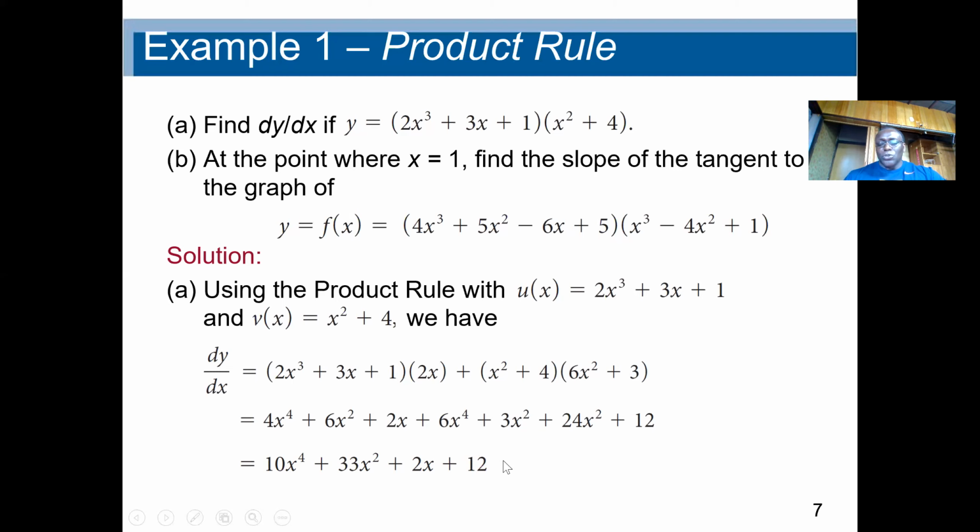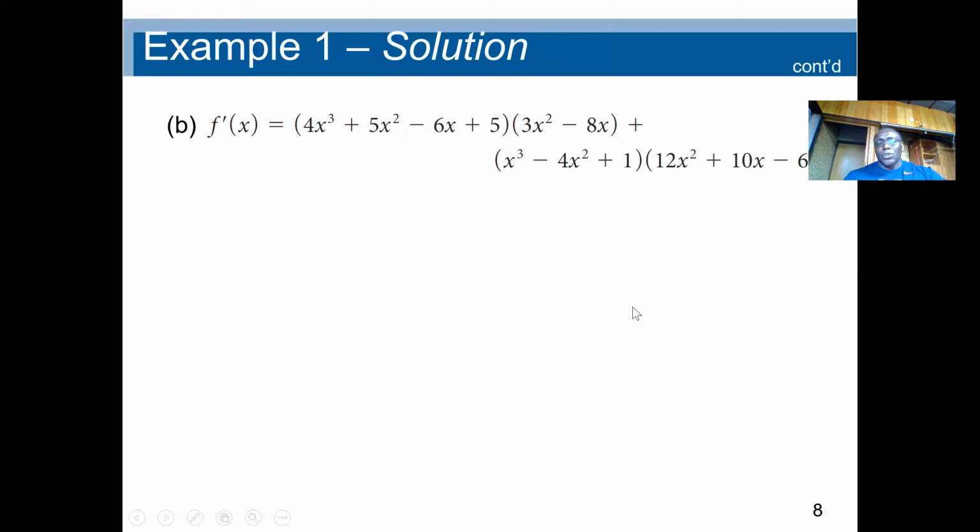Again, the product rule means find the derivative of the first term times the second one, plus the derivative of the second times the first. So this is the second example.